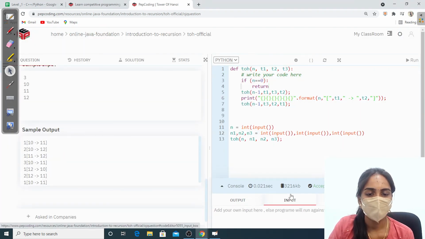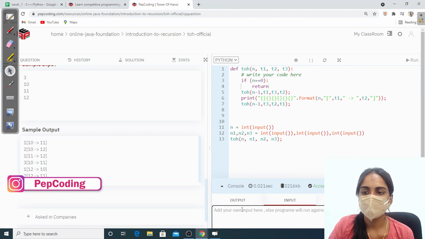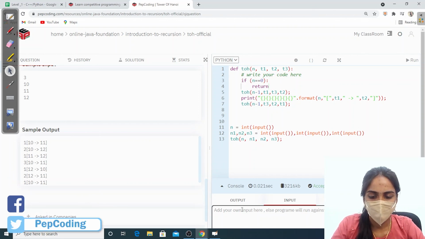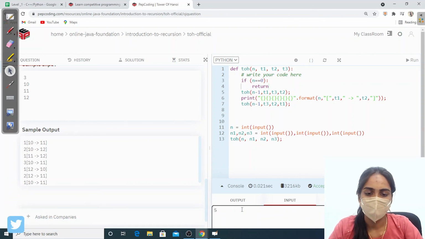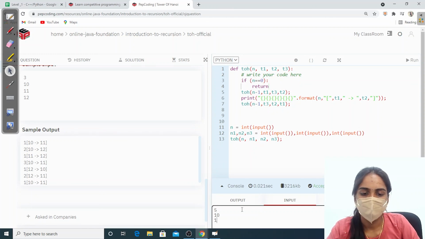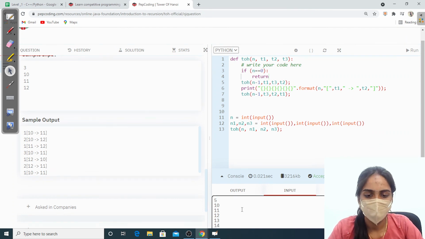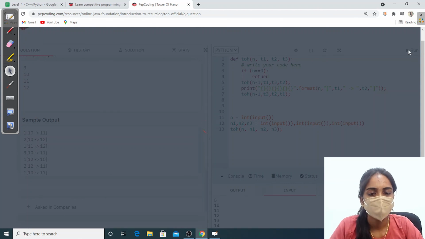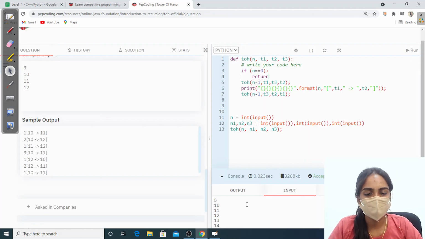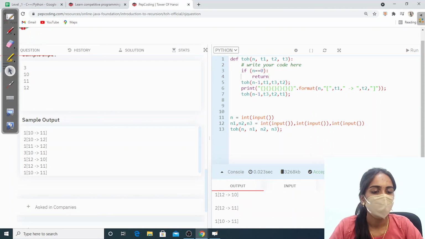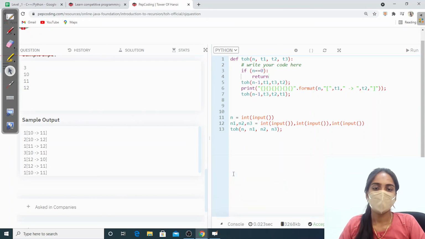Okay. Our input will be, we are giving 5 disks. Okay. That is 1, 2, 3, 4, 5. Fine. I'm trying to run this. Yeah, it is accepted. We can place all these values. See, we got the answer. Okay. This is Tower of Hanoi.